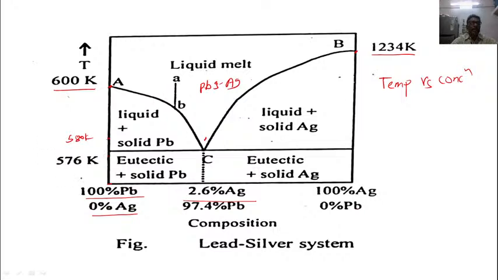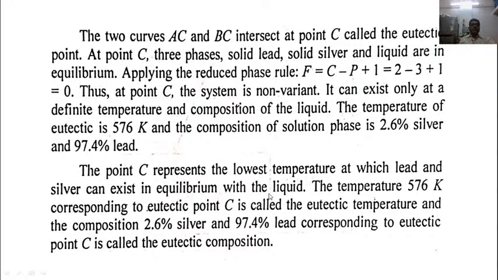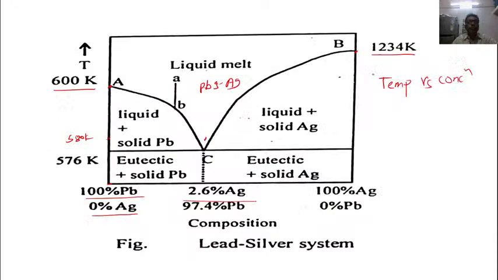Let us explain this diagram now. We understand that the melting point of the pure lead is 600 Kelvin, and the melting point of the pure silver is 1234 Kelvin. And along this x-axis, we are going to change the composition. So let us see the explanation. The two curves AC and BC intersect at the point C here, called the eutectic point.